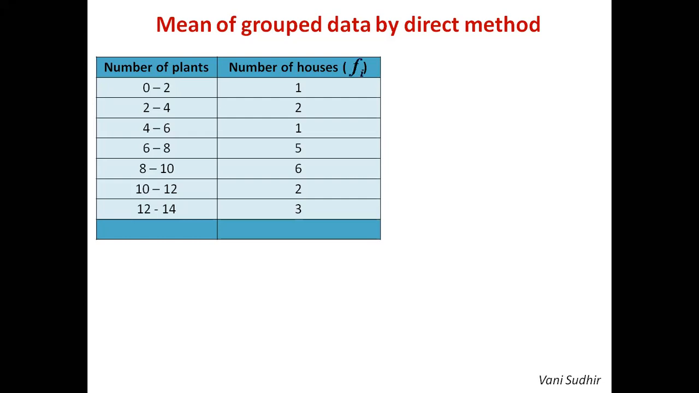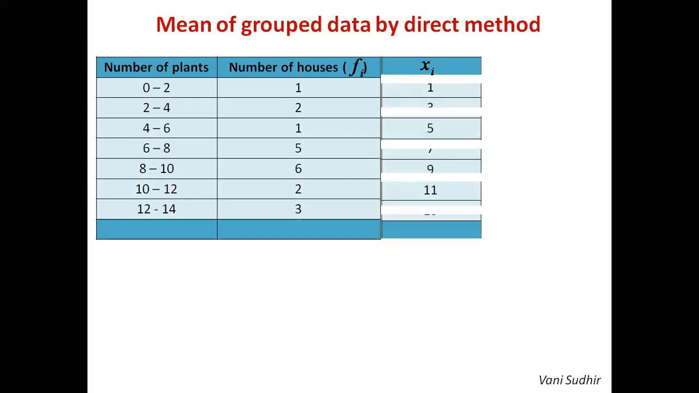So let us assume that the frequencies fi are centered at the midpoints or class marks and denoted by xi. Here the class marks are the average of the upper limit and the lower limit of the class interval. For example, the class mark of the class interval 0 to 2 is half of 0 plus 2, that is 1. Next, the class mark of 2 to 4 is half of the sum of 2 and 4, that is half of 6, that is 3. Similarly, we can find the class mark of other classes.